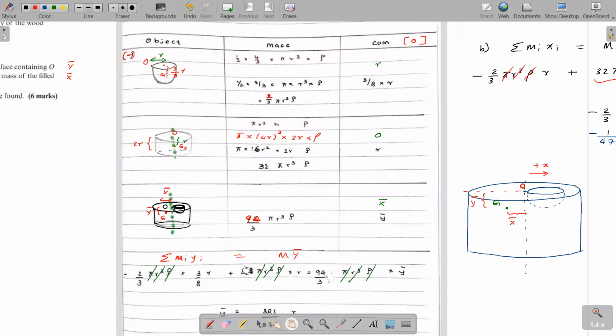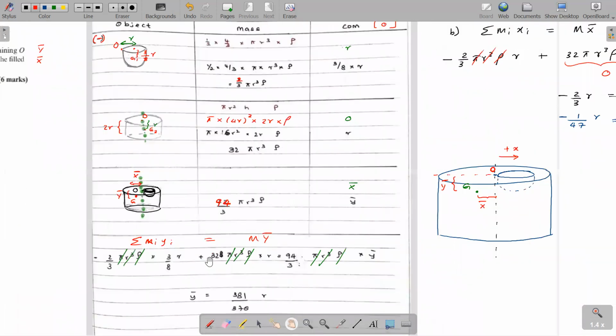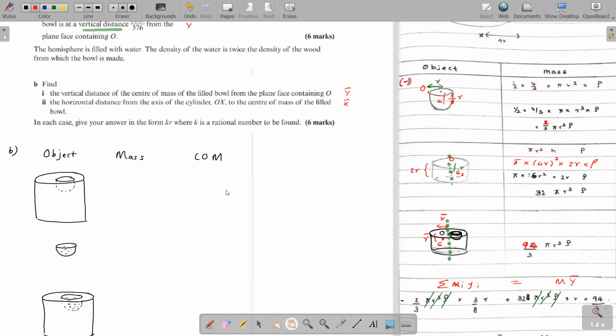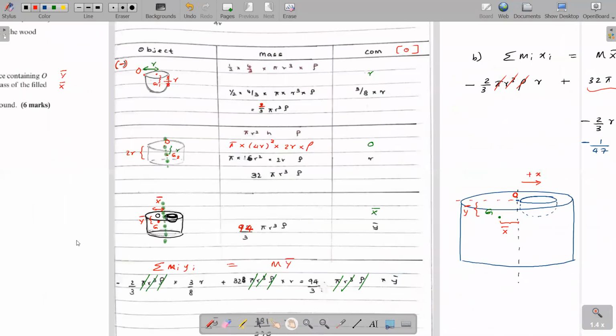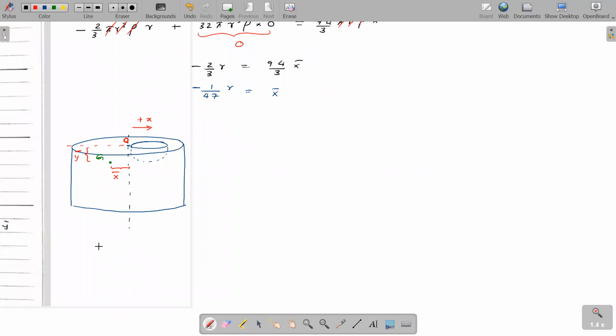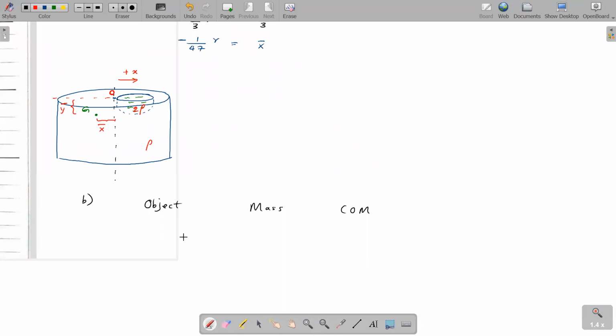So this is what we require now to go on to this table. Let me move it over here. Okay, so the hemisphere is filled with water. So this hemisphere, I'll do it over here. So this hemisphere in part B, object, mass, center of mass. So what they're saying is this removed hemisphere, whatever they removed, they are now filling it with water. Okay, and the density of the water is twice. Okay, so density of whatever the ball is made of, the water is twice that density. Okay, guys.